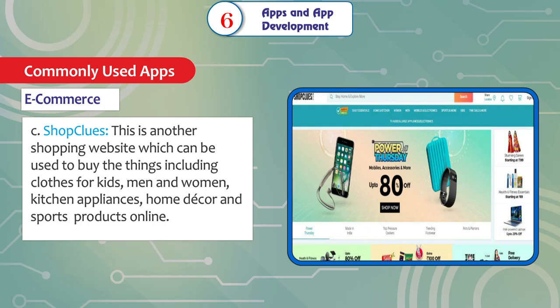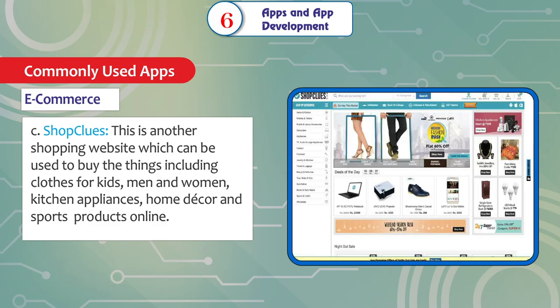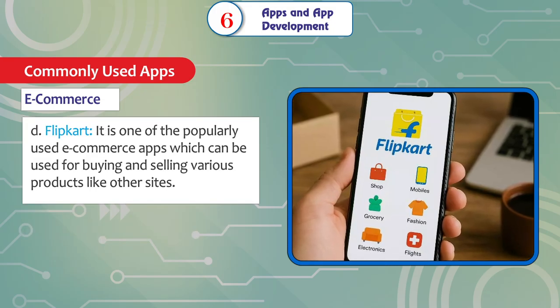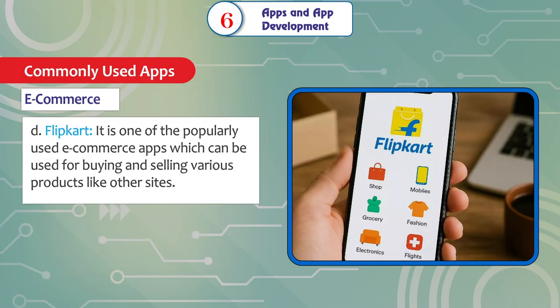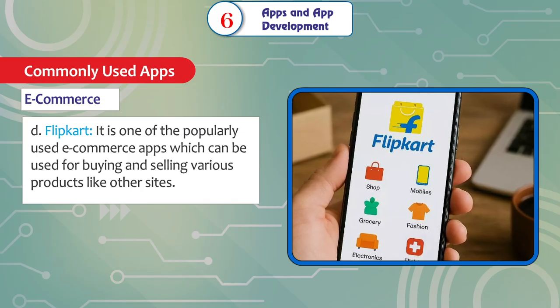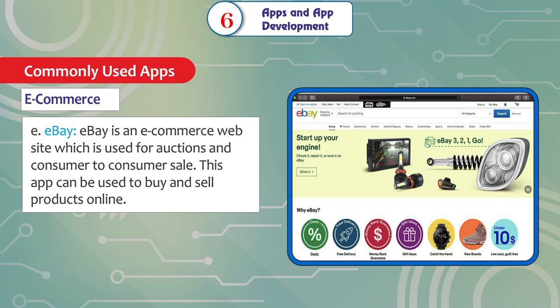This is another shopping website which can be used to buy the things including clothes for kids, men and women, kitchen appliances, home decor and sports products online. Flipkart. It is one of the popularly used e-commerce apps which can be used for buying and selling various products like other sites.